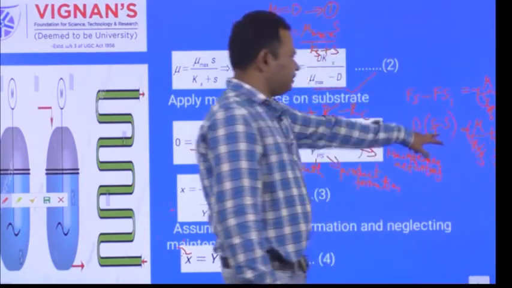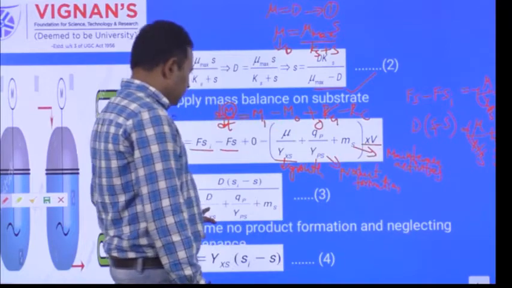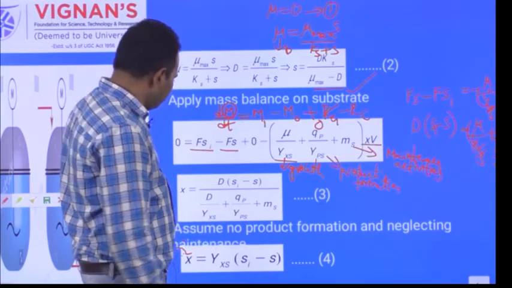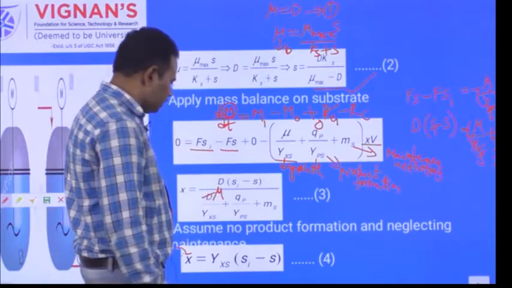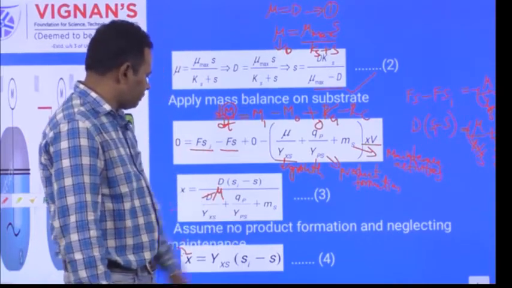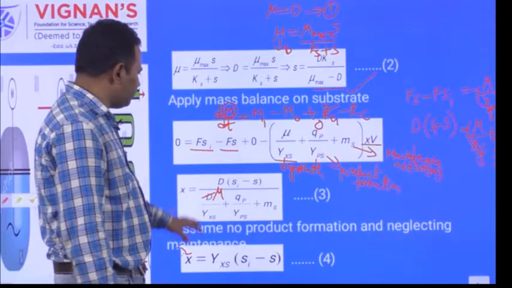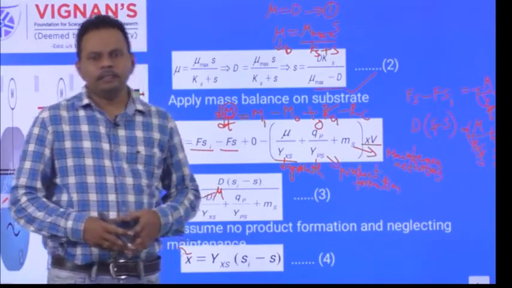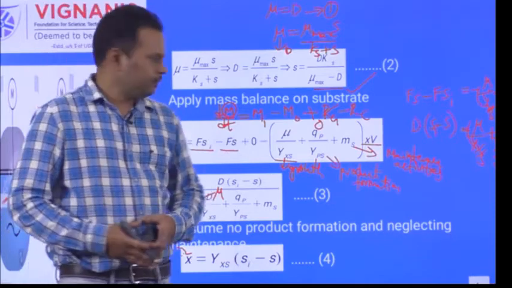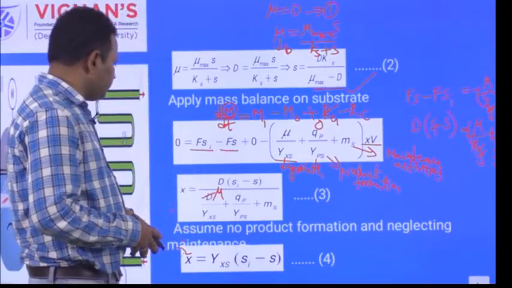When you solve for x, x is equal to D into Si minus S, divided by mu by Yx/s and qp by Yp/s plus ms. Okay, this is equation 3. Equation 3 represents the cell concentration within the continuous fermenter.